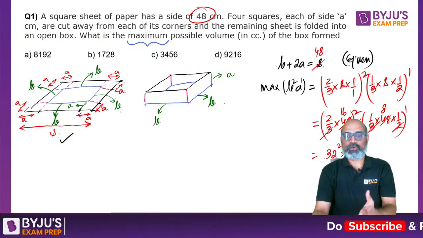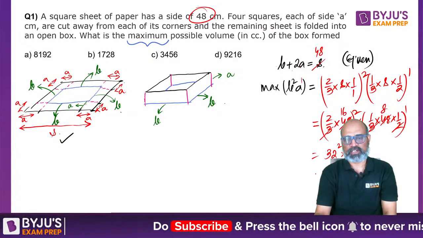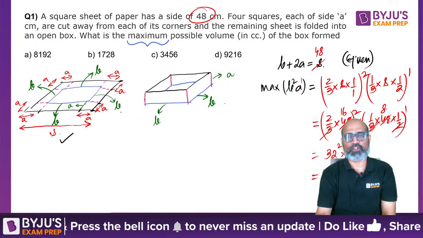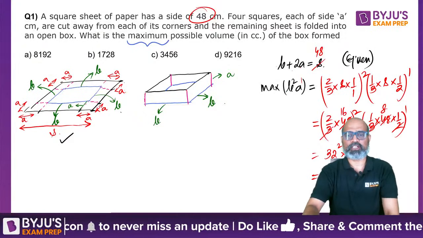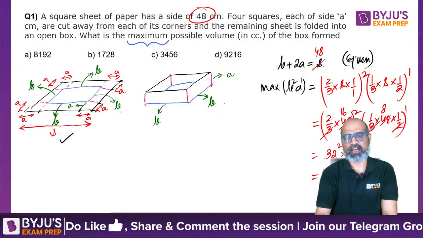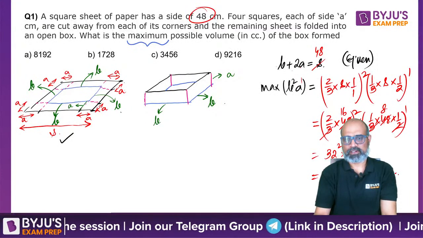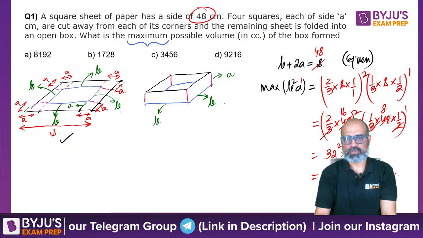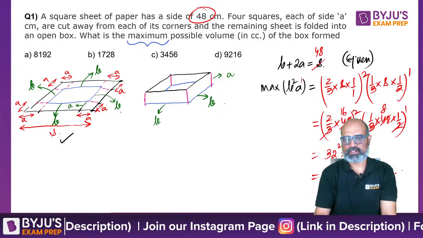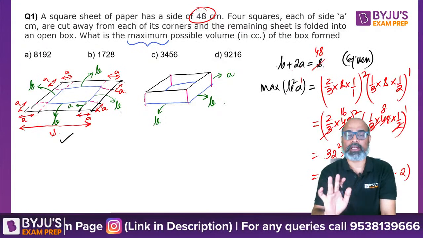Now you can actually calculate it, or you can do an approximation, right? 32 squared is 1024, into 8. You can try solving this. We should be pretty sure that the answer should be more than 8000, and since 32 squared is 1024, it should end in 2.